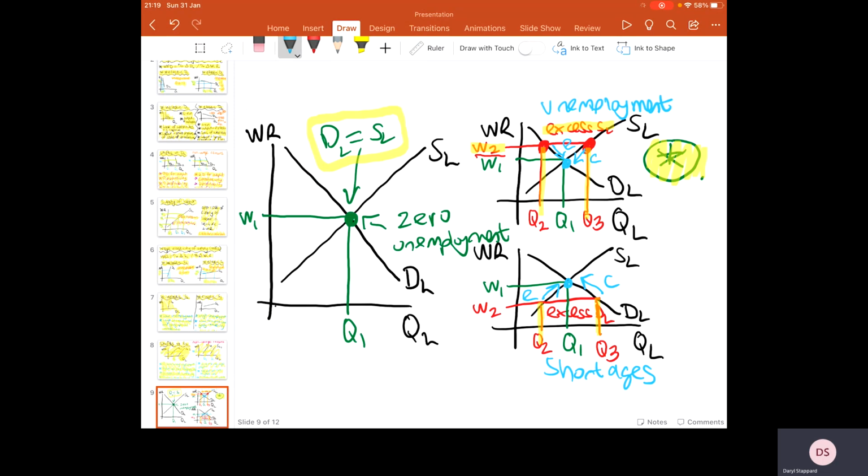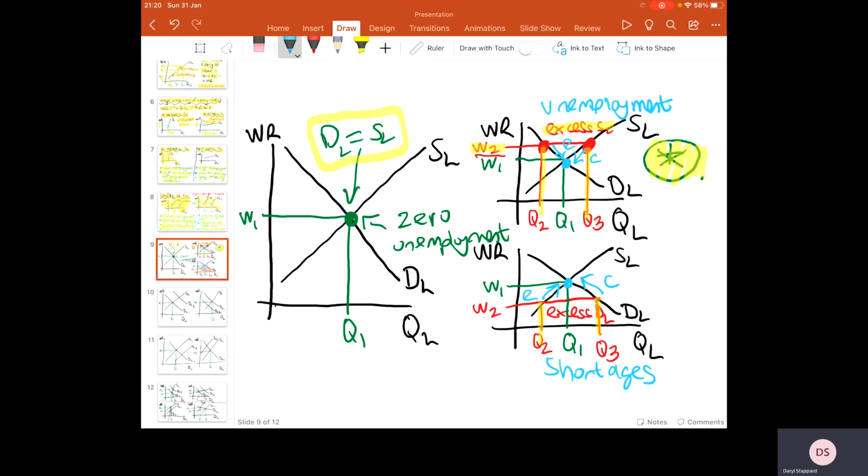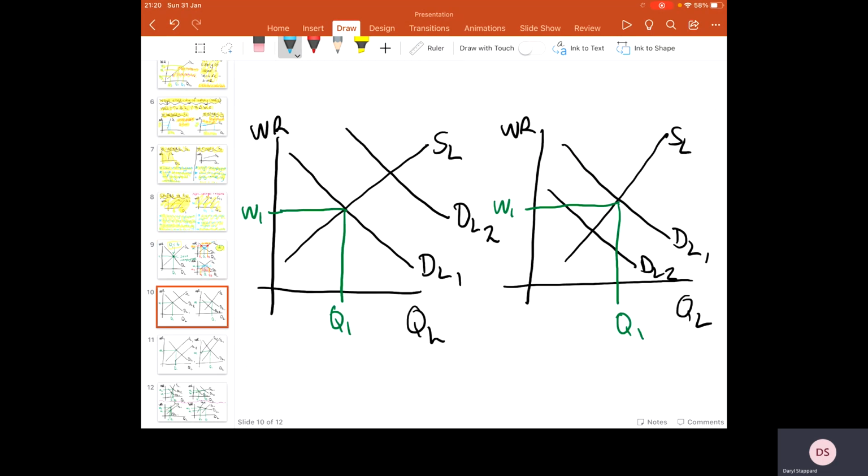So guys, you can see here how the free market economy would make sure that labour markets will clear. We get to that magic point where the demand for labour is equal to the supply of labour. Now look what we've got here then.